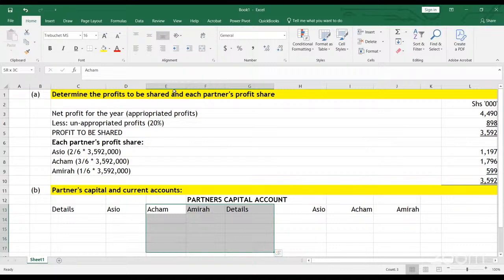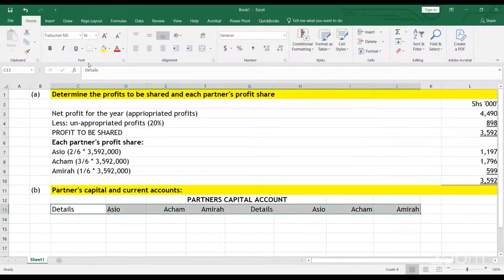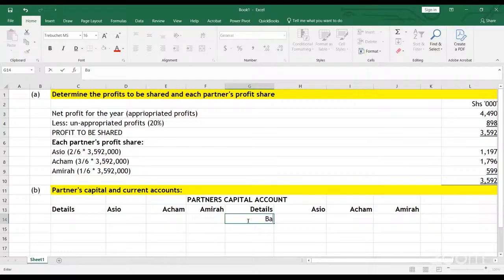I told you the account is used for capital. You use it to record the capital balances of the partners. The capital account has a normal credit balance. You get the balances brought down and enter them in the accounts of the partners. So details, balance, capital account balances of these partners. That's what you should put here. Balance brought down, debit.